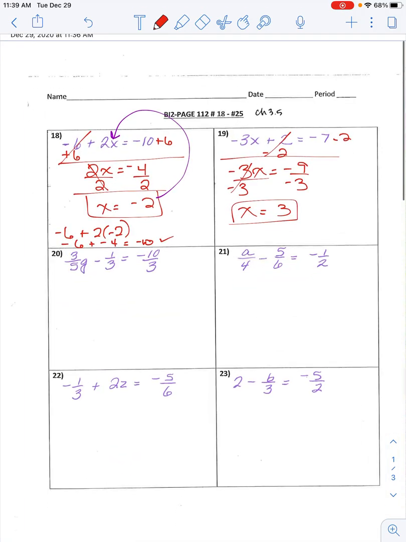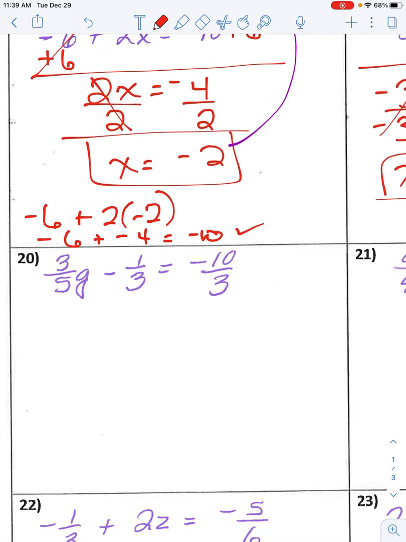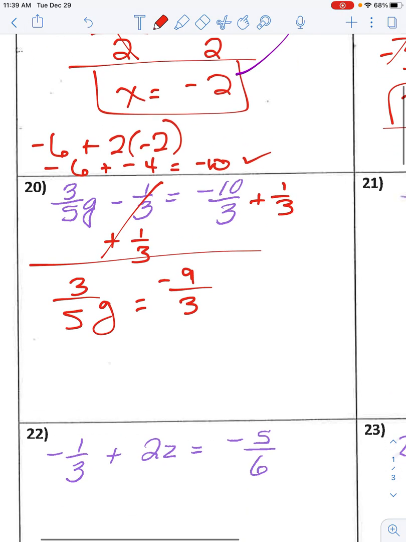Okay. I'll do one more with you, so we'll do the fractions. Again, you always want that variable by itself, so get rid of the fraction or the number without the variable attached to it first. So it says 3/5 g minus 1/3, so I'm going to do the inverse and add 1/3 to both sides. Make sure you have a common denominator when you're adding or subtracting with fractions. So -10/3 plus 1/3, they have a common denominator, that's good. So that leaves me with -9/3. I'm going to leave that as is for just a moment.